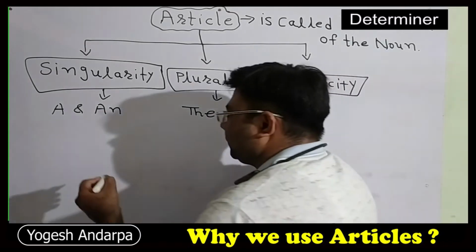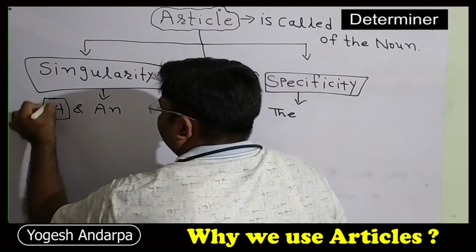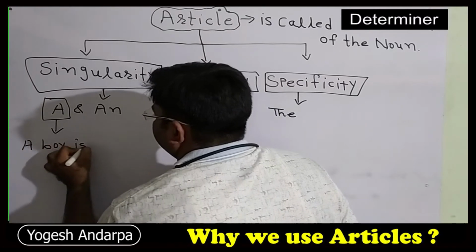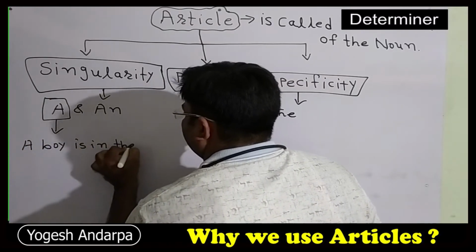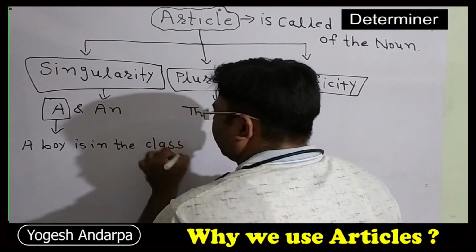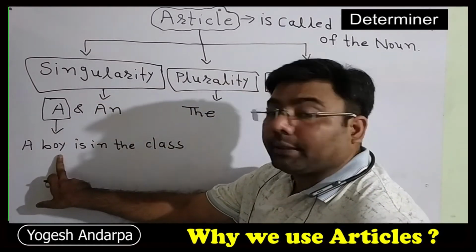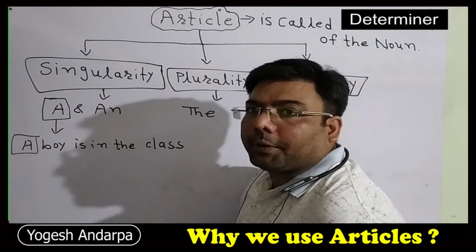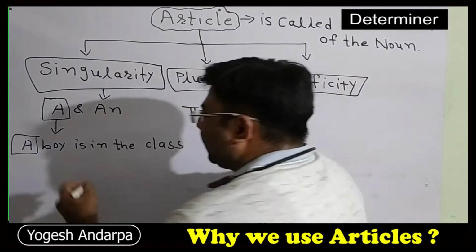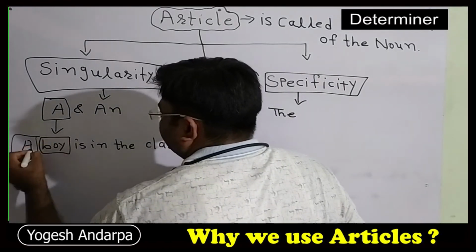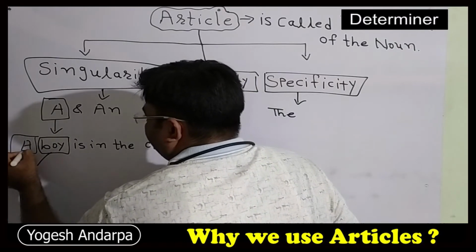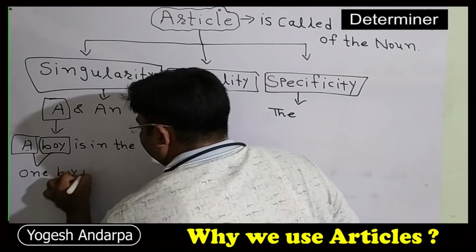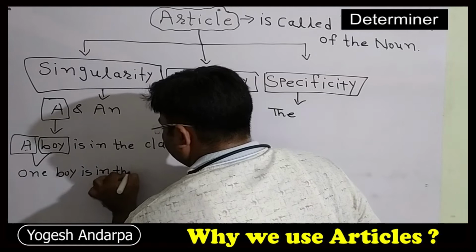Let's take an example. Regarding article A: a boy is in the class. A boy is in the class. We use article A to determine the noun is singular, which means the article A indicates that one boy is in the class.